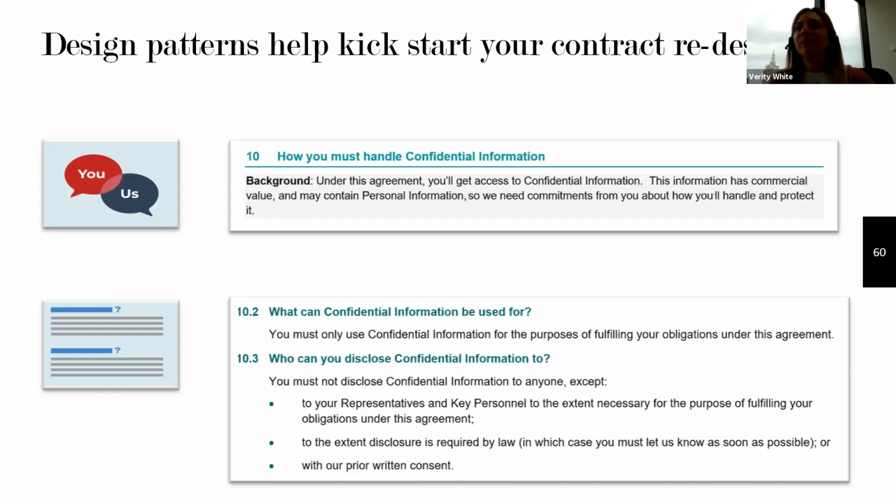And FAQ headings is a really interesting way to, it's almost like you're turning your contract into that FAQ that makes you really focus on what users of the contract want to do under the contract, which is a really great frame of mind to be in. What can I use confidential information for? Only for what the purposes are of this agreement. So it makes it quite clear what the subject of the clause is and how you're speaking to the users of the contract.